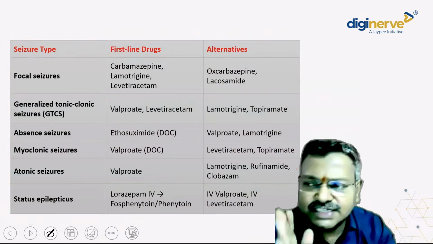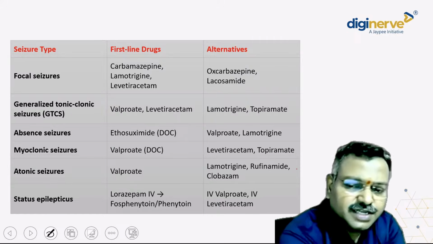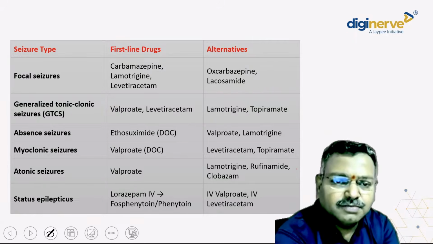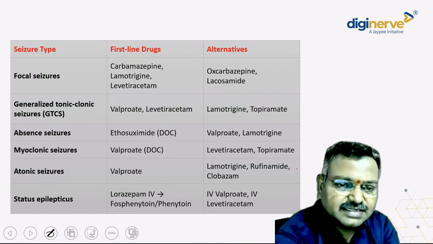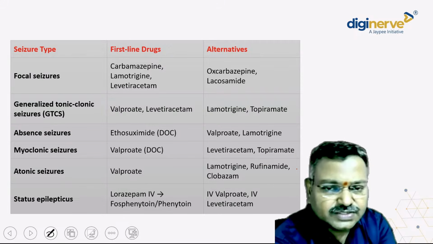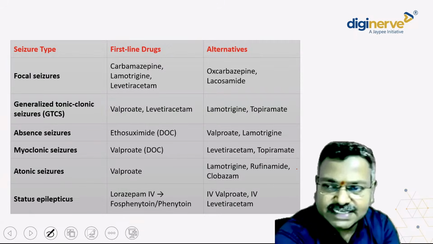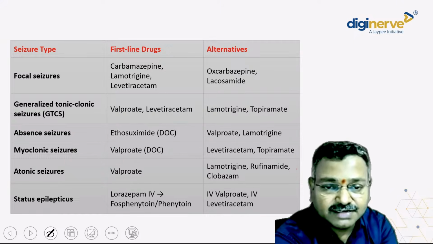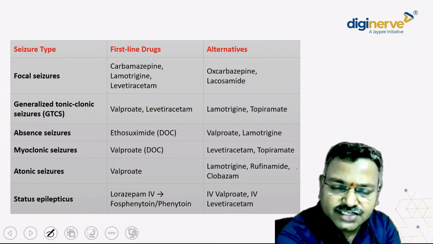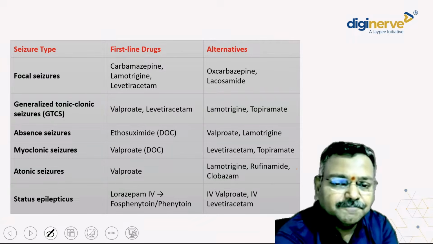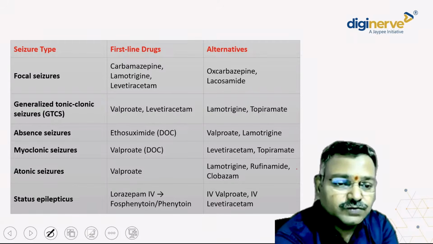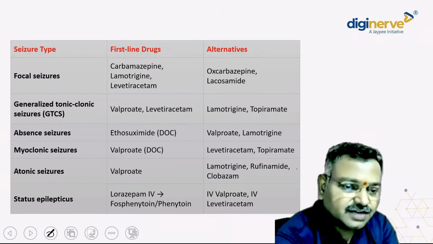Now the seizure types and the drug of choice, again a common question. Focal seizures, the best drug is carbamazepine, followed by lamotrigine or levetiracetam. Levetiracetam can be used for many, but carbamazepine is the best drug. The alternatives are oxcarbazepine and lacosamide. GTCS, valproate is the best drug, followed by levetiracetam. Alternatively, you can use lamotrigine and topiramate. Absence seizures, drug of choice is ethosuximide. Myoclonic, valproate, you can use clonazepam also. Atonic seizures, valproate is a drug of choice.